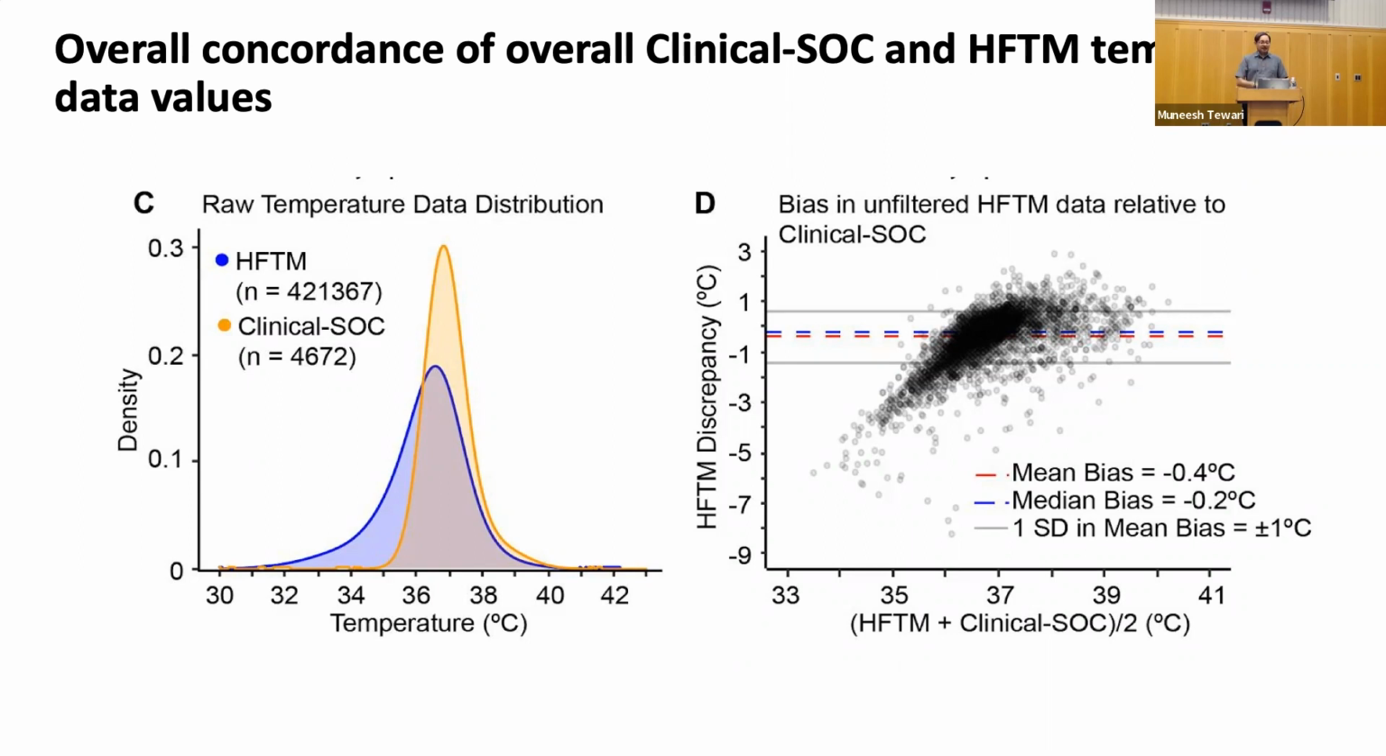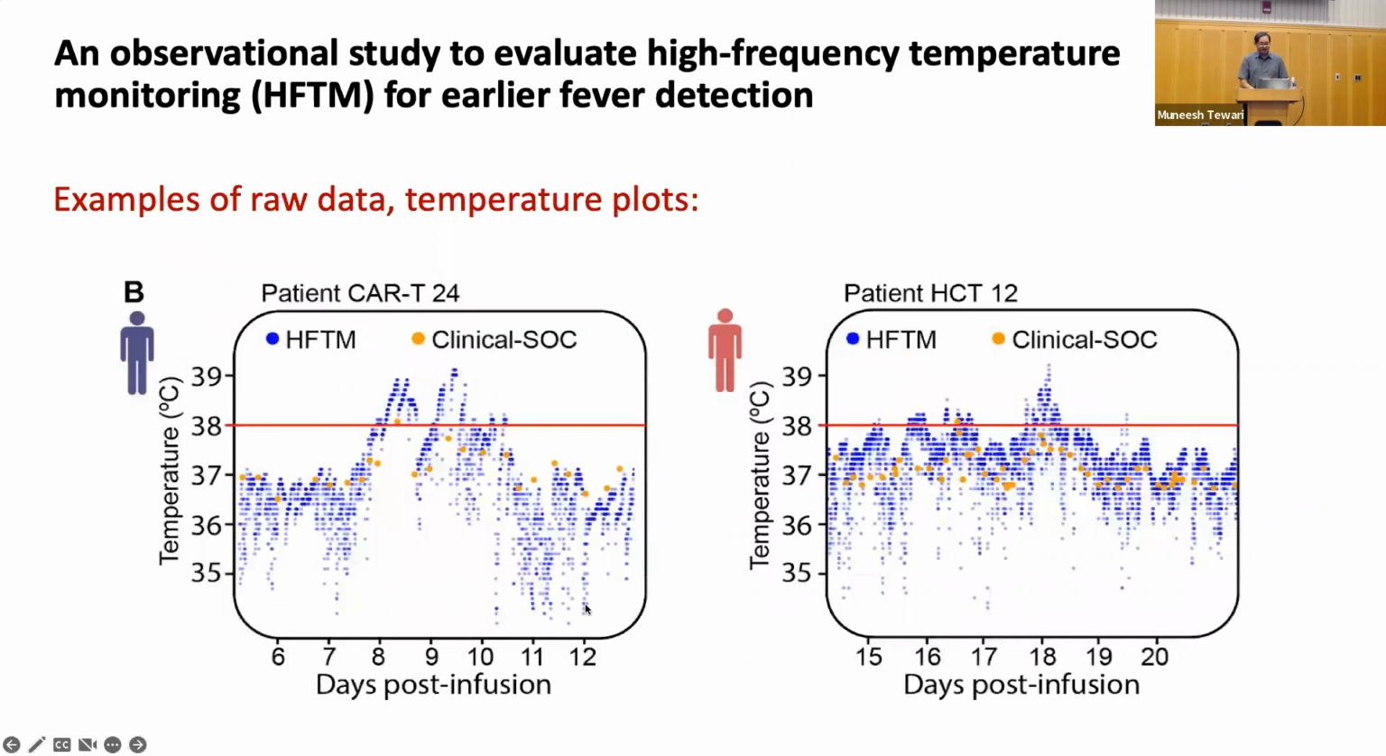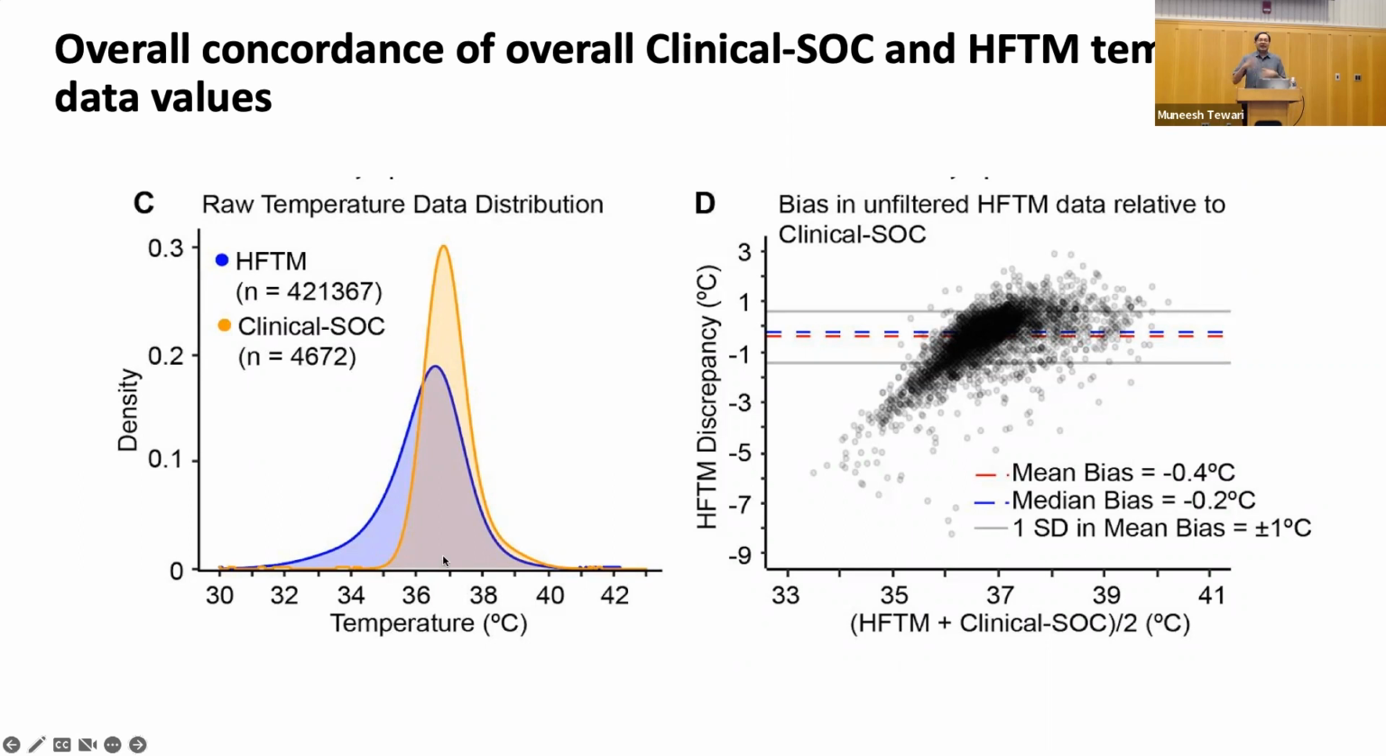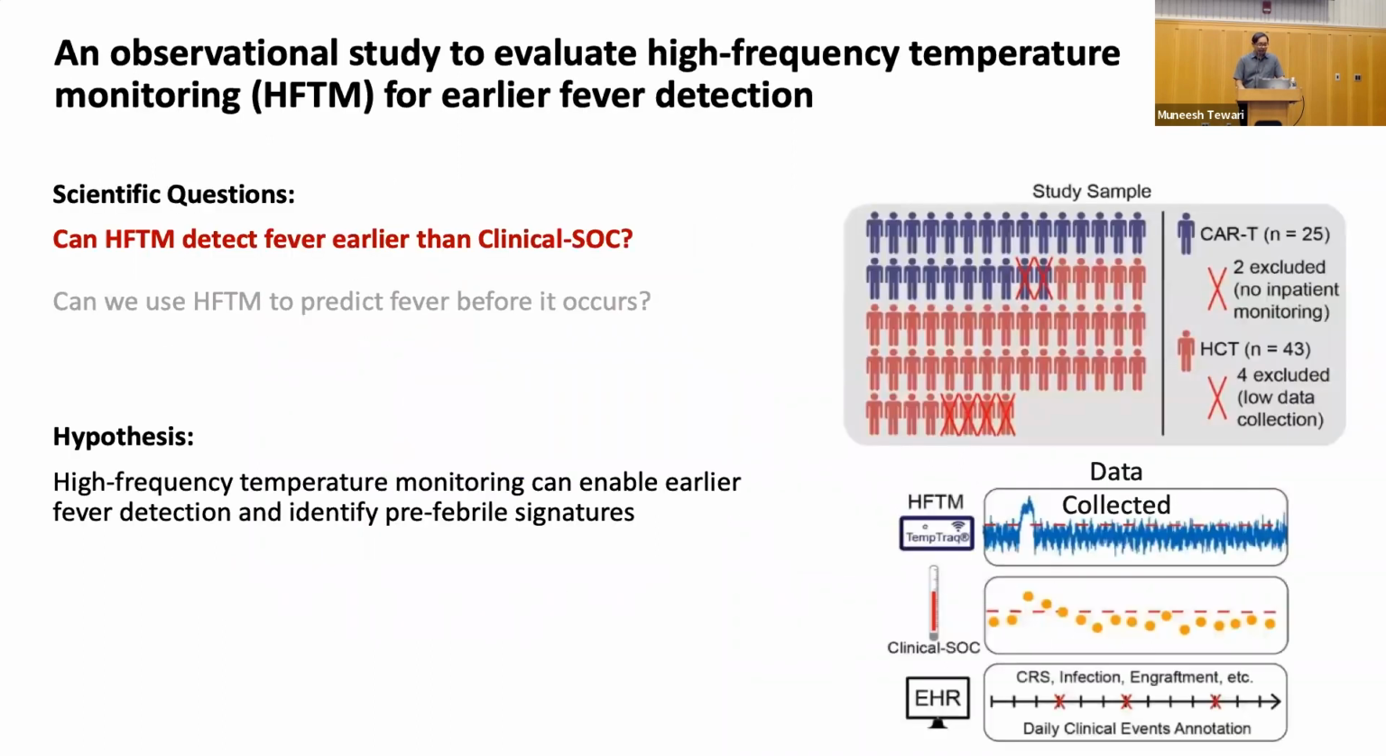There is a bit of a bias, I think, because we didn't filter any of this and because of these lower data points. So on average, the data is about half a degree lower, at median 0.5 degrees or 0.4 degrees, actually, in this case, lower in the continuous monitoring. So I'm going to just move forward here.